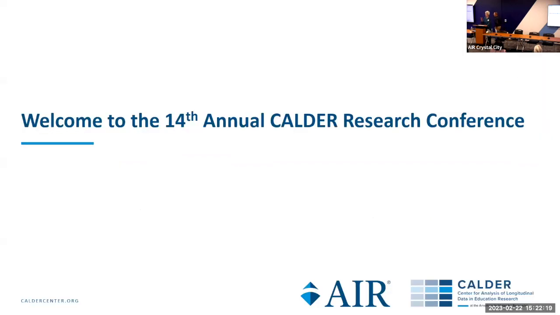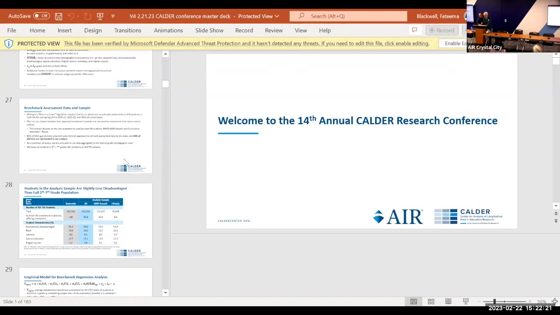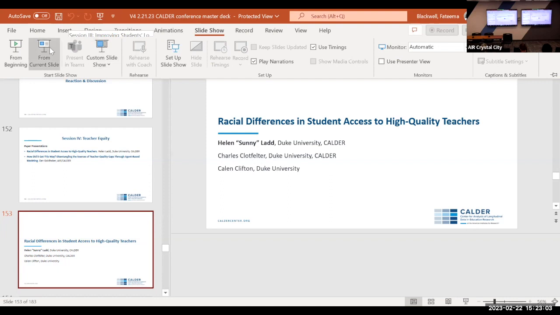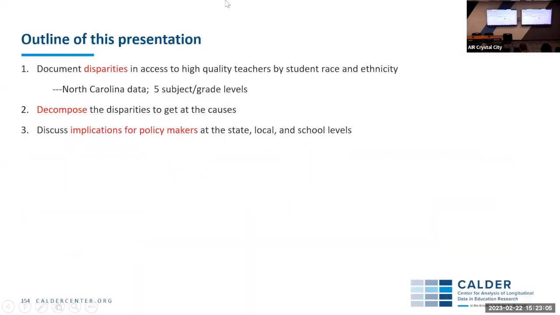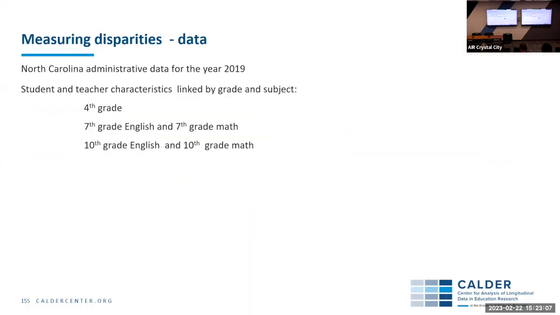And we start out with the data that we're using. We're using data on student and teacher characteristics for every student in the state, but just at 5 grade subject levels. We're looking at 4th graders, 7th grade English and 7th grade math, and 10th grade English and 10th grade math.